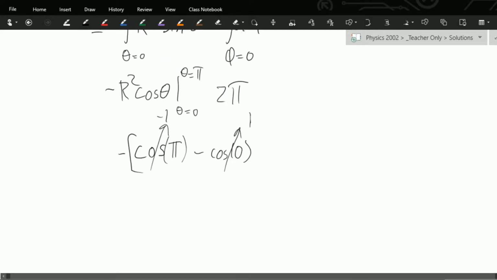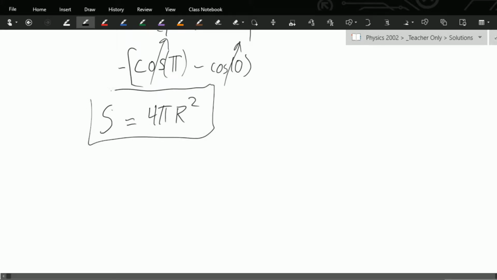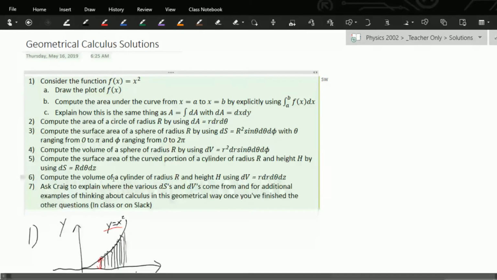Okay. And so then this gives us, again, something that we know, or you might remember, that the surface area of a sphere is going to be equal to 4 pi r squared, where capital R is the radius of the sphere. Now, we're going to do something very similar with the next one. This one's going to be finding the volume of a sphere of radius capital R, with dV is r squared dr sine of theta, d theta, d phi.